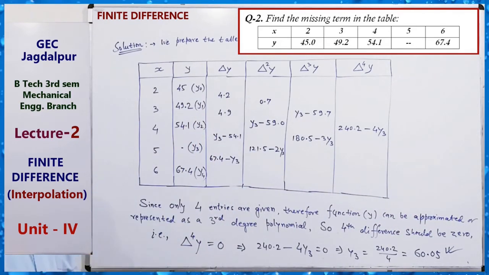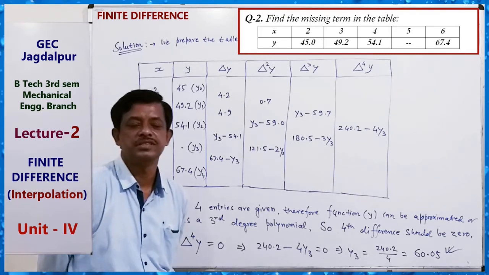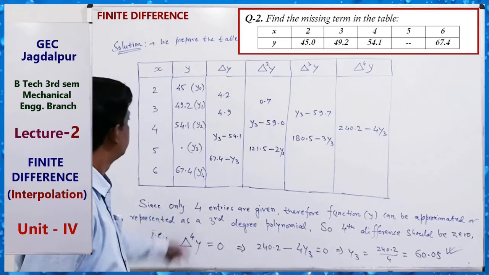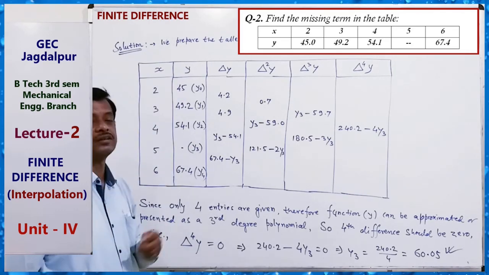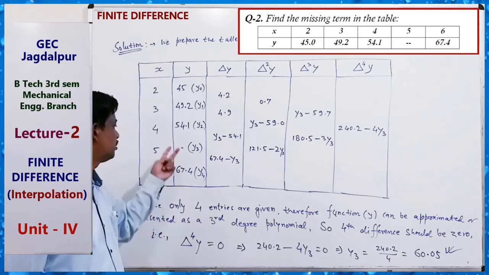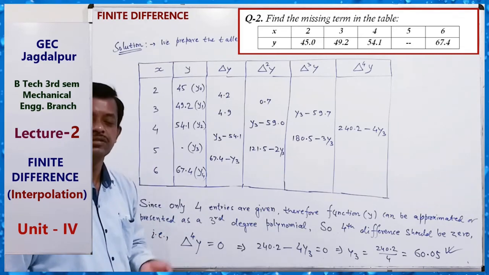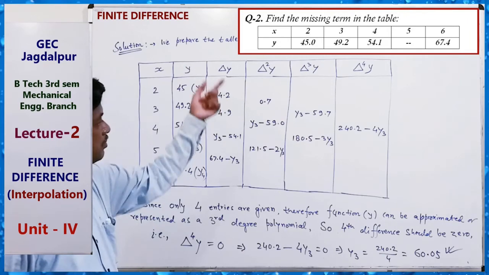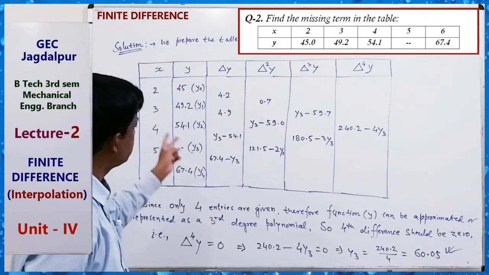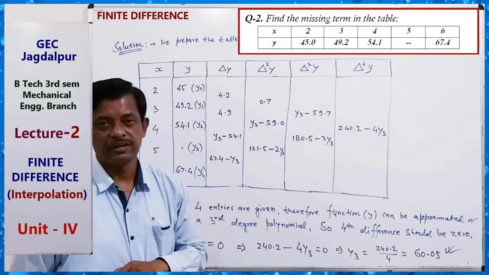This is the technique for finding a missing value. Also, if the number of entries is more, like 5, 6, 7, and there are 3 or 4 missing terms, then you can also get the result by finding differences, by making a difference table. Clear?